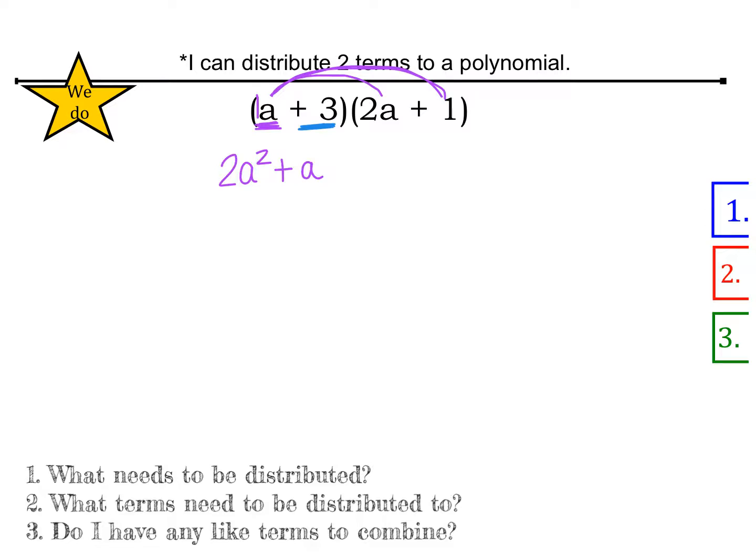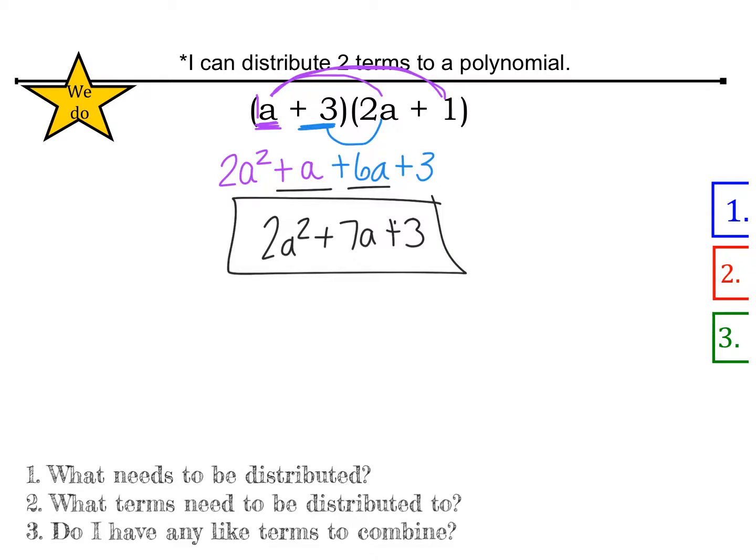And remember, if we don't need the coefficient, if it's a 1, we don't need to put it there. If you had plus 1a, it doesn't change anything. It just looks better. And then 3 times 2a is going to be 6a, and 3 times 1 is 3. And do I have any like terms? 1a and 6a make 7a. So my final answer is 2a squared plus 7a plus 3.